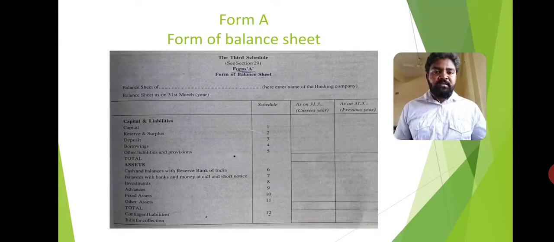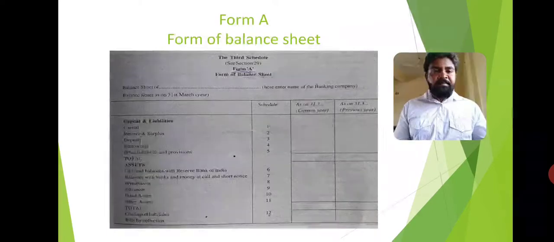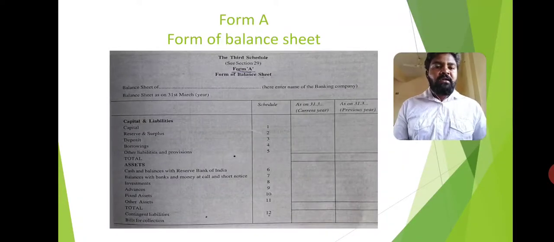Then last, after considering these 11 schedules, in the balance sheet we compulsorily need to mention contingent liabilities. Contingent liabilities are schedule number 12, and bills for collection we also need to show. For bills for collection there is no schedule number, but for contingent liabilities a schedule number is there. Examples: claims against the banks, liabilities for partly paid investments, acceptances and endorsements, and other obligations.